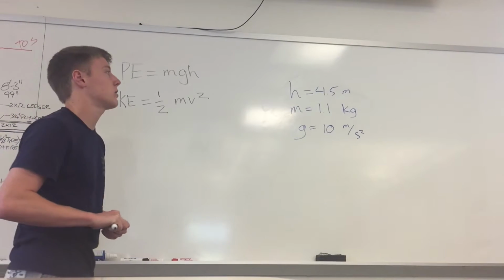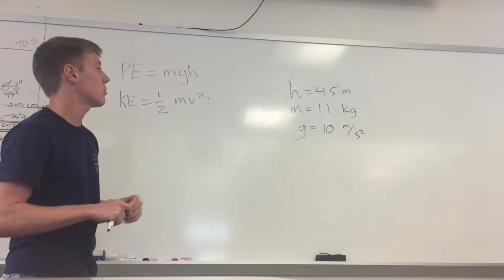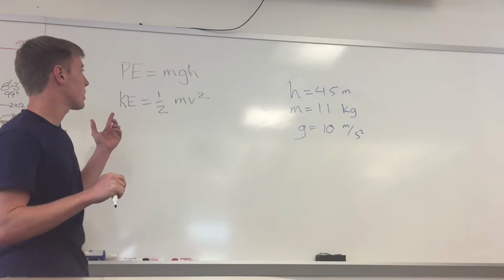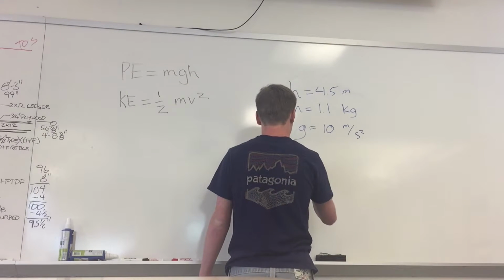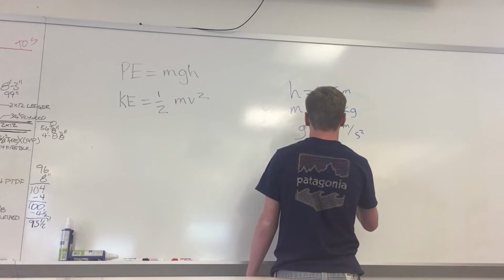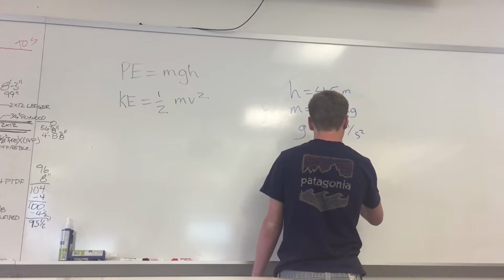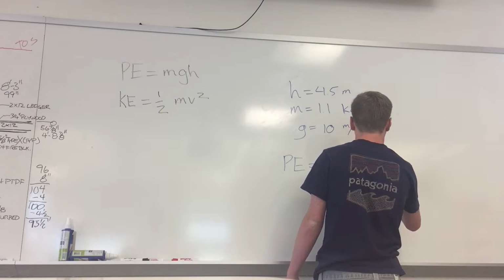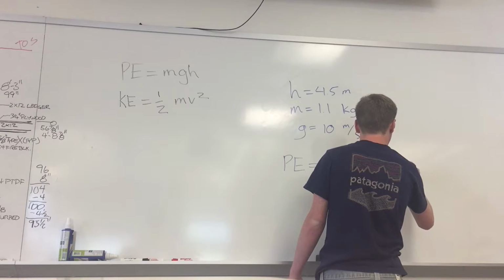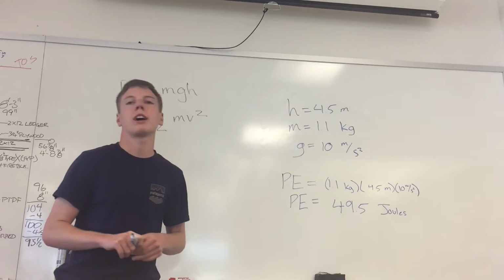So the ball starts at rest at height of 4.5 meters, and we can easily find its potential energy with all our variables here in our equation. Potential energy equals mgh. So we'll do that calculation. So we get a total potential energy value of 49.5 joules.